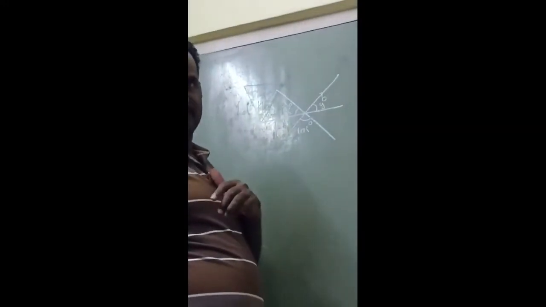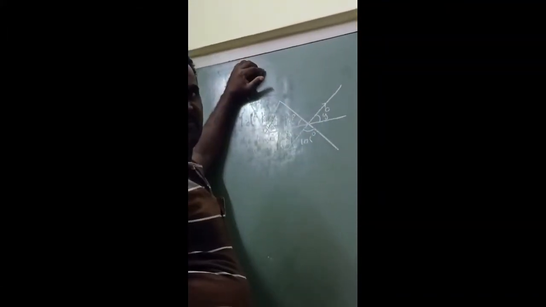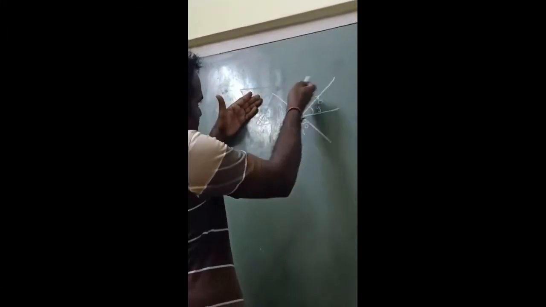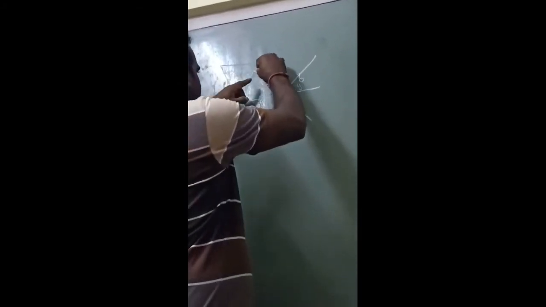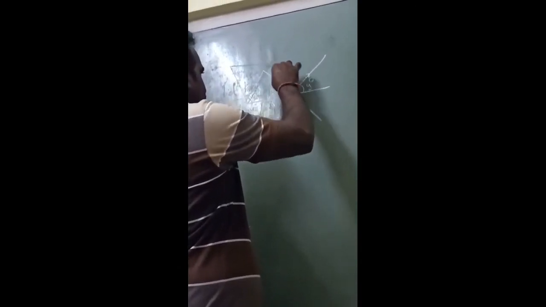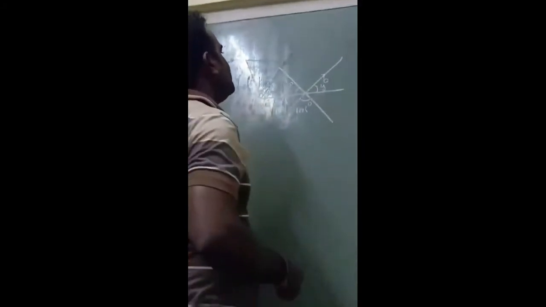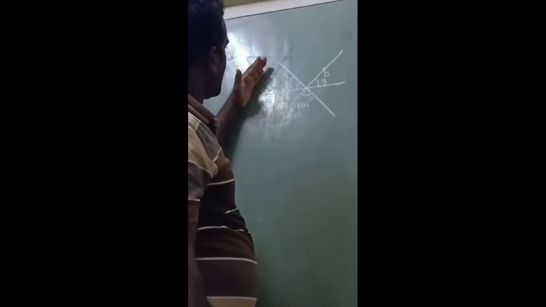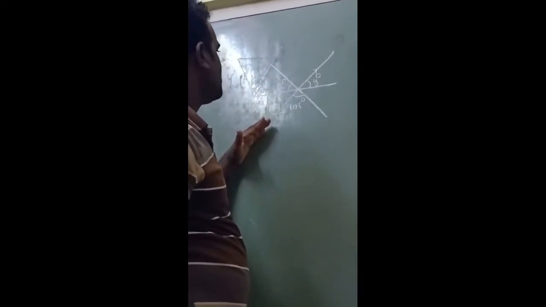Okay, na? See, this is the same as the previous problem. This line is parallel to this line, which means this is the interior angle and this is the exterior angle. So this is the transversal. Okay, na? That line is parallel to this line.